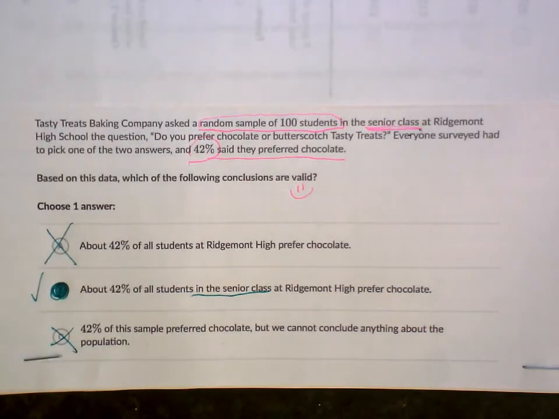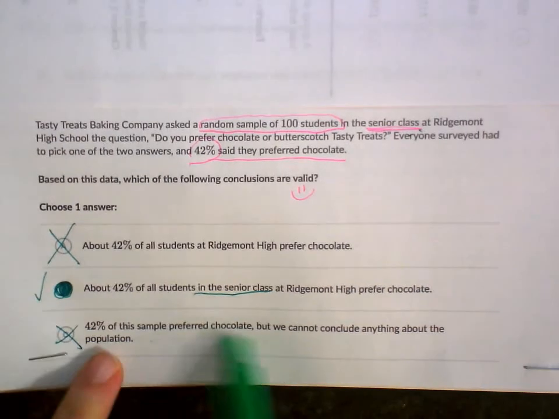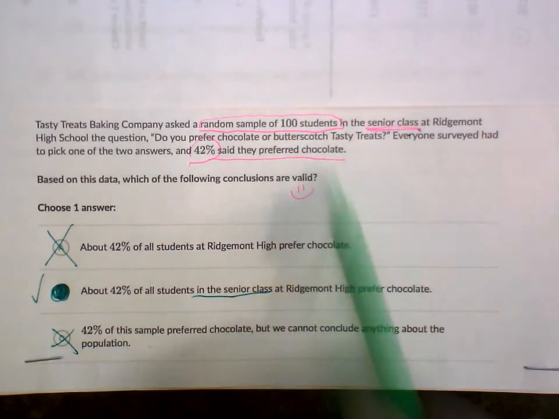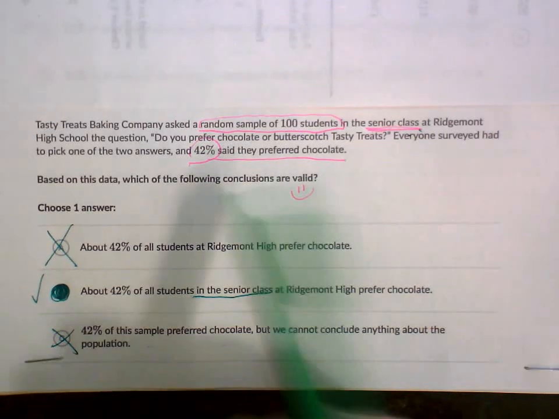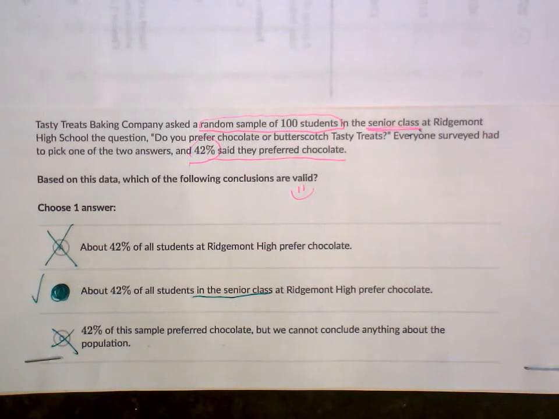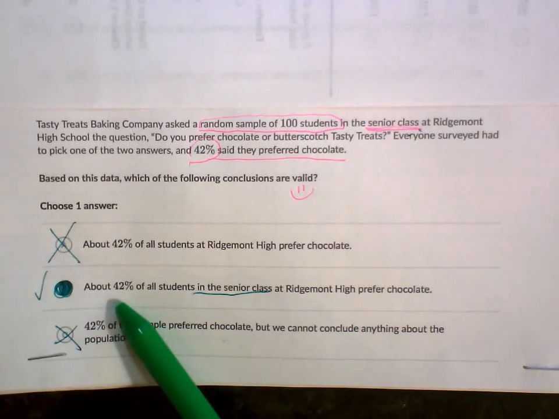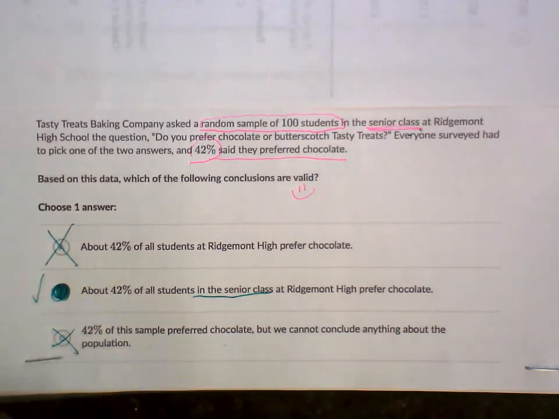If they said that we were trying to make a prediction whether females in America preferred chocolate or butterscotch, and this was their survey, then we would say 42% of the sample preferred chocolate, but we can't conclude anything about the population. Because this wouldn't be valid to say 42% of all females in the world prefer chocolate, because 42% of these 100 seniors chose that. No. So what we can say that is valid is 42% of all students in this senior class at this high school prefer chocolate.